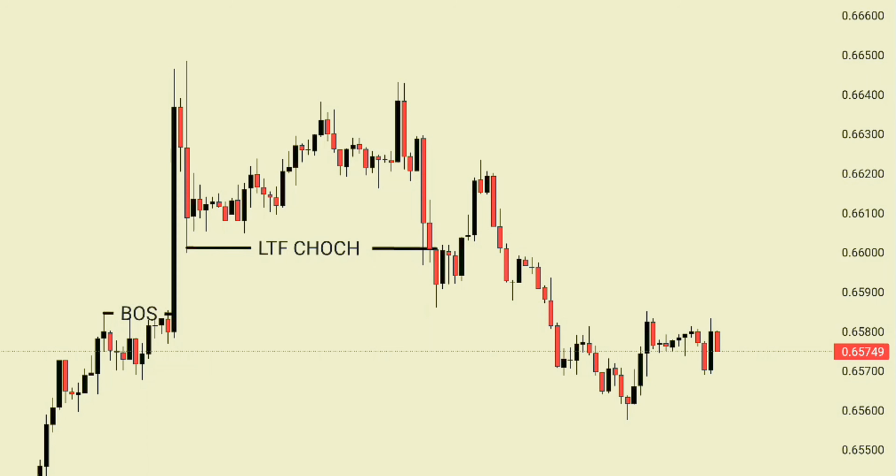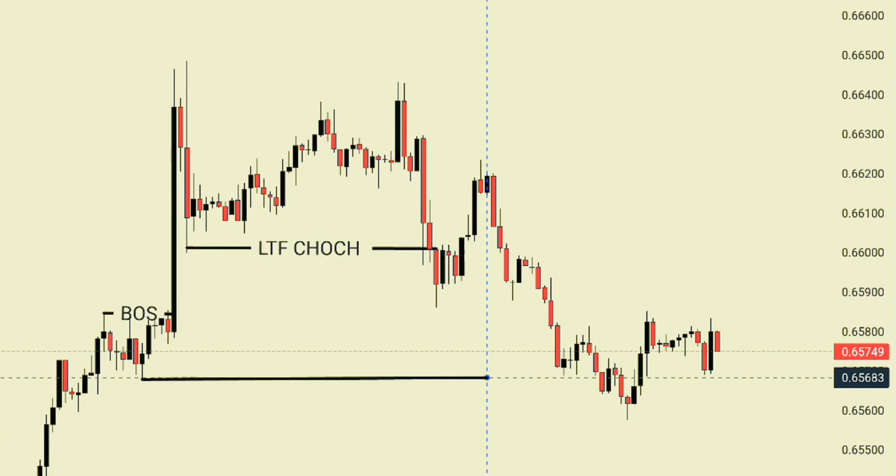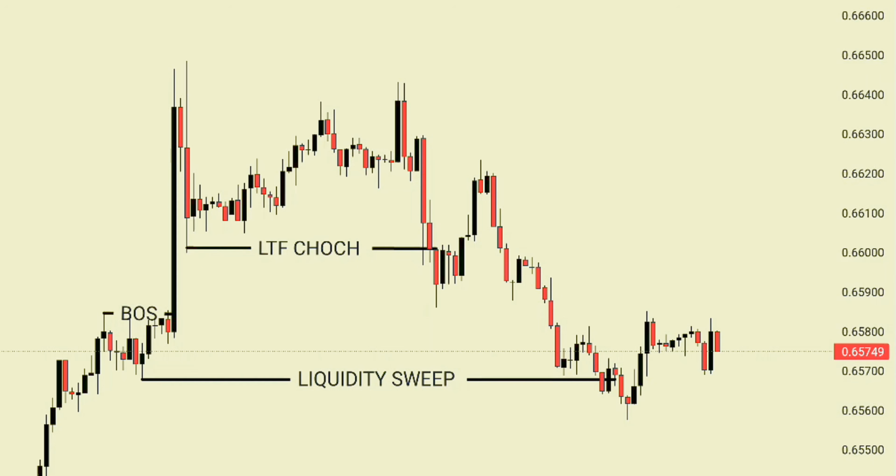Now watch this move carefully. Price drops down and sweeps the previous lows, grabbing all the liquidity sitting beneath those equal lows. This is the liquidity sweep. The market intentionally drives down to trap sellers and collect enough orders from the downside. Once the liquidity is taken, price shows immediate bullish reaction. This confirms that the sweep is valid and the market is preparing for a reversal.